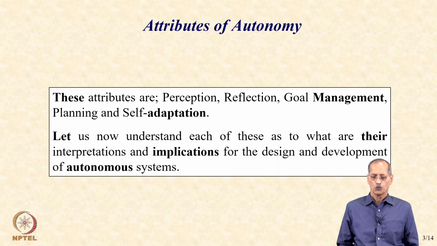We also want to look at their actual interpretations and implications for the design. In case we want to have an attribute of reflection, how are we going to implement this in the system? So, let us try and understand each of these in some detail and then see whether they make sense to us from a system design perspective for autonomous systems.